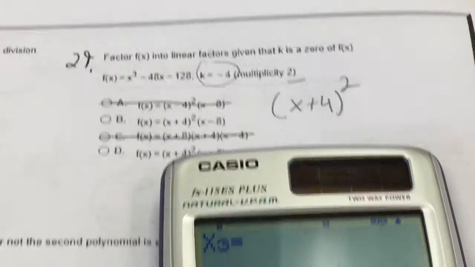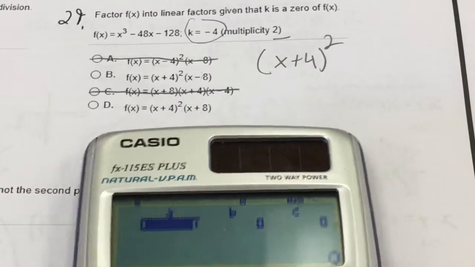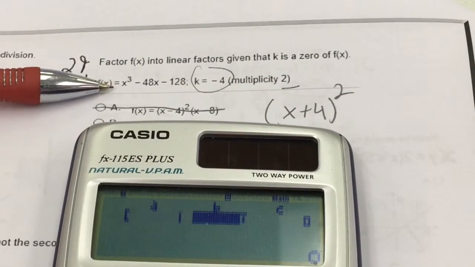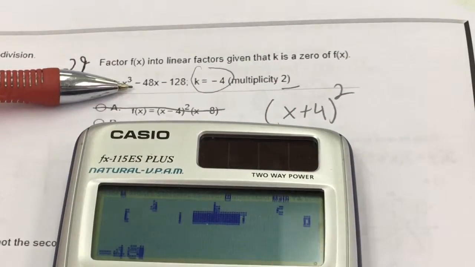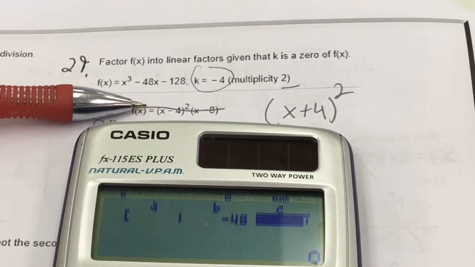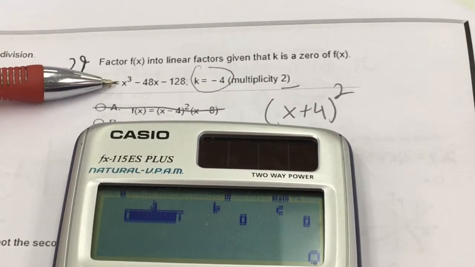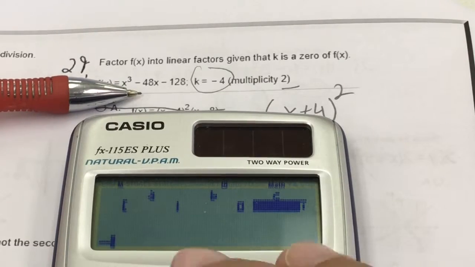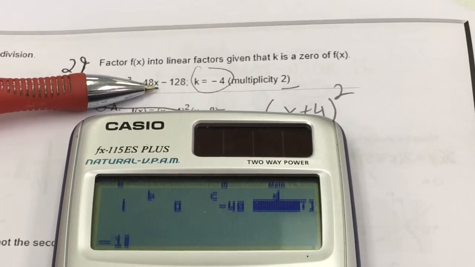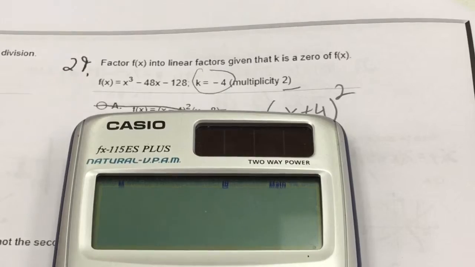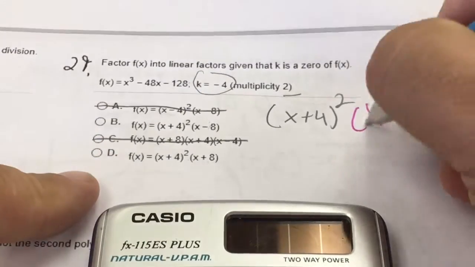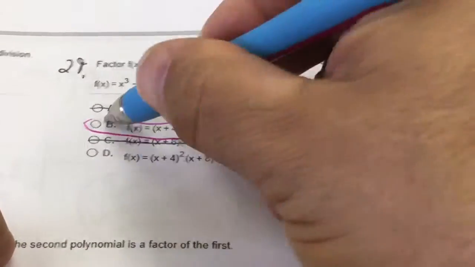So now, to solve an x cubed, remember, I'm going to mode 5 for it. I'm going to type in the leading coefficient up here, 1, equals. Then I'm going to type in the negative 48, equals. Then, gotta go back, there's no x squared term. So I'm going to type in 1 equals, 0 equals, negative 48 equals, negative 128 equals. Hit equals again, and x minus 8. I know it says x equals 8, but if x equals 8, x minus 8 is a linear factor. So it's going to have to be choice B.